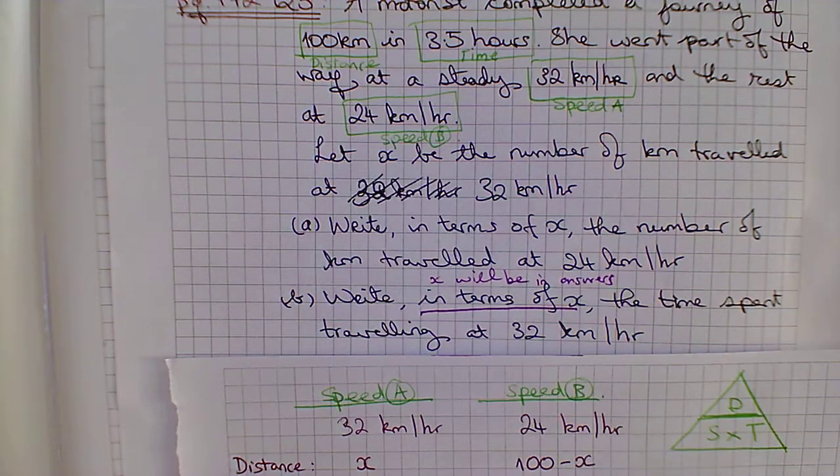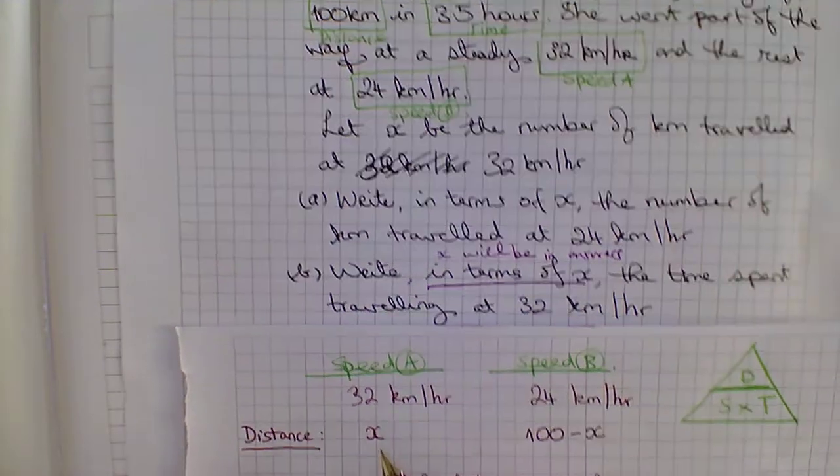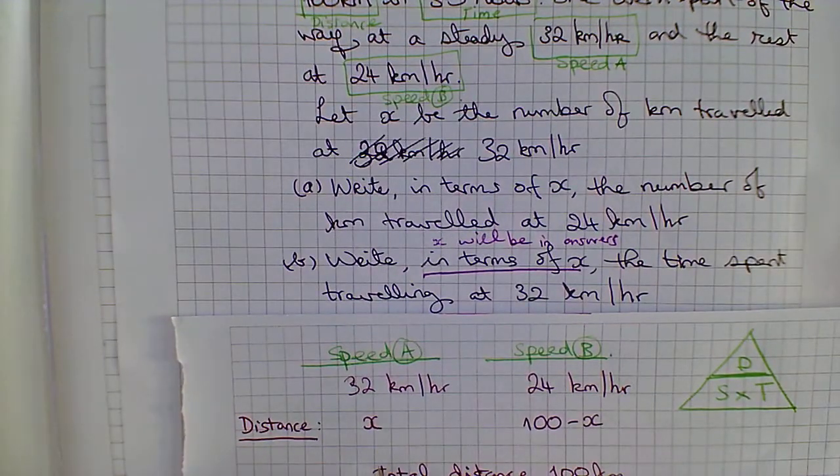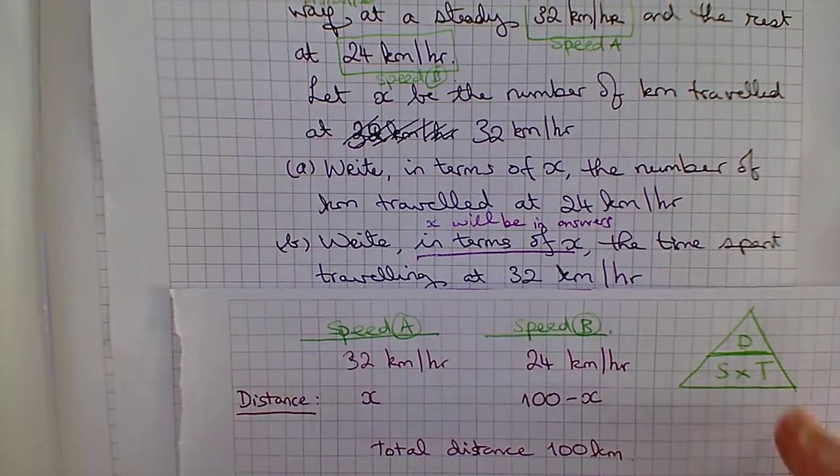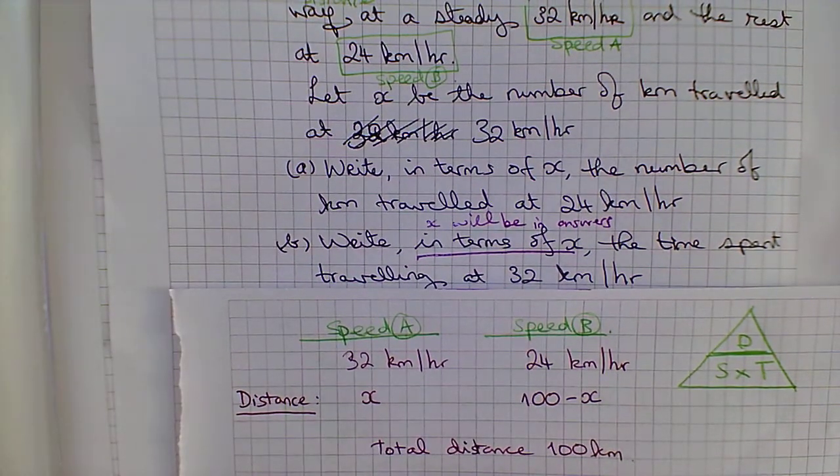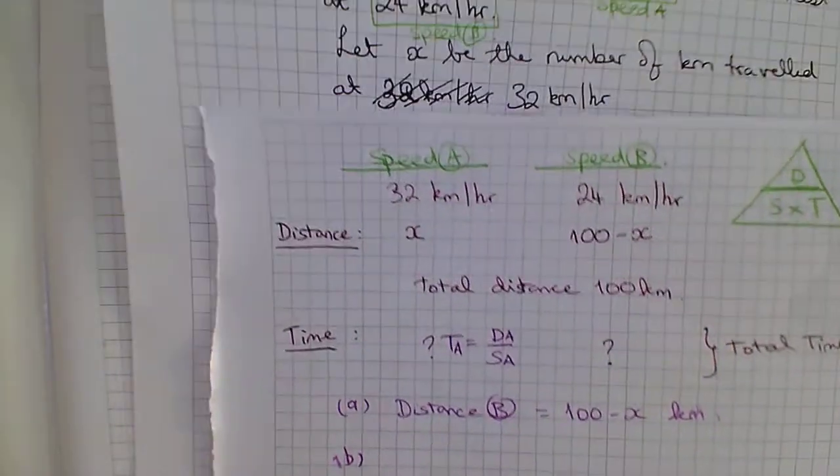So if I knew the value of x, if I knew the distance that was travelled at speed A, I would be able to calculate the time. How? Well, from my triangle, time is distance over speed. So time A will be distance A divided by speed A.